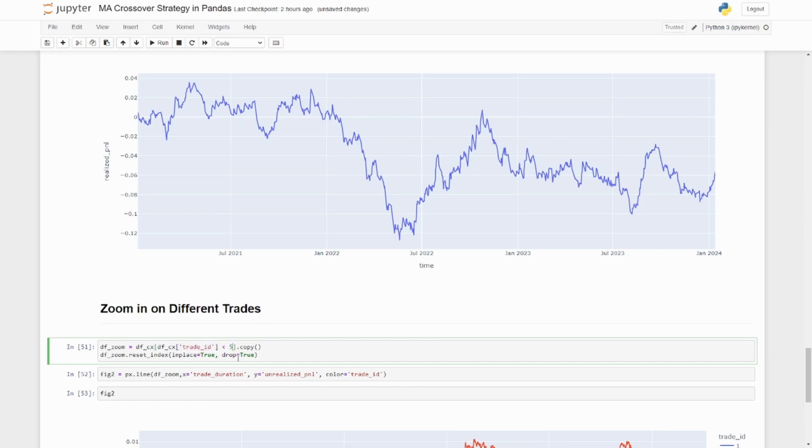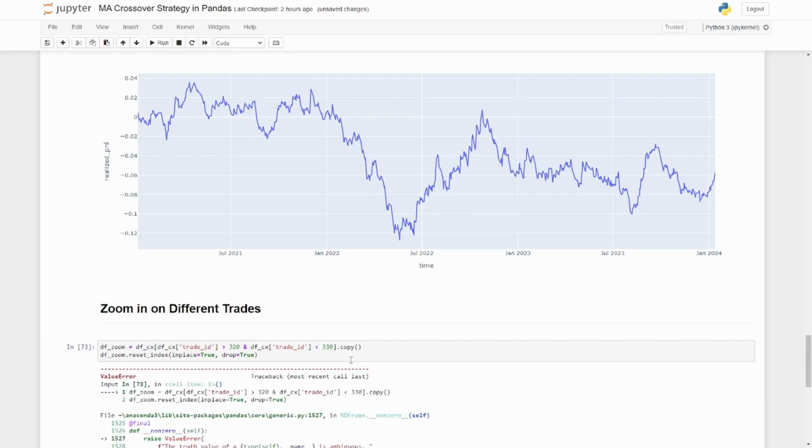We're going to filter this twice. Greater than $320 and less than $330. Might throw a fit. Yeah, sometimes it does that. So we're just going to cast these as ints. Add the other one.